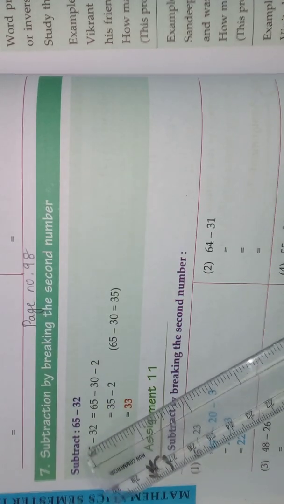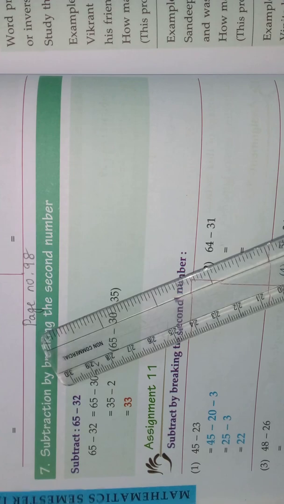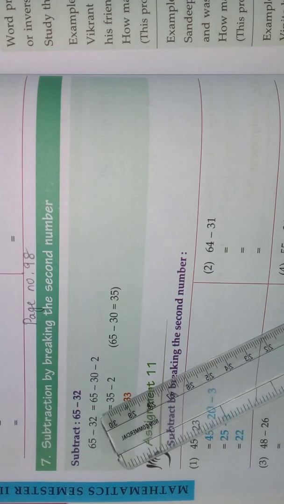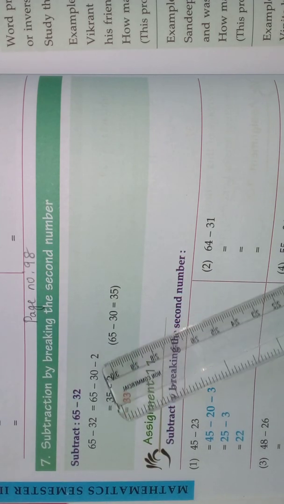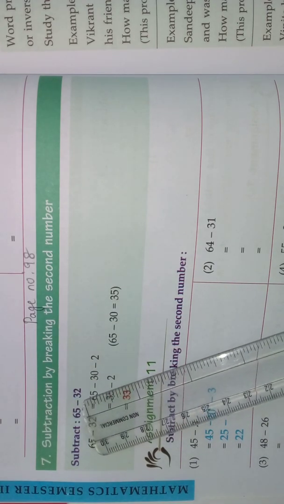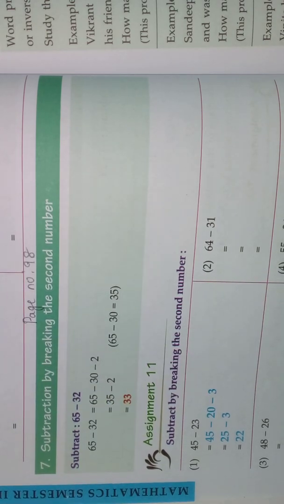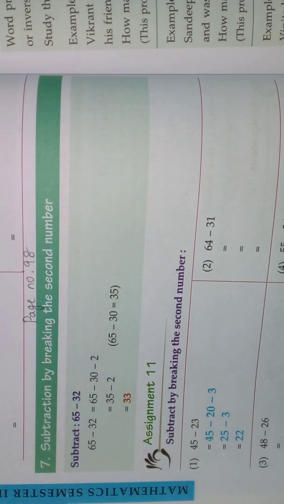For example, 65 minus 32. What's the second number? 32. We are going to break it. How? That means 65 minus 32 we are making as 65 minus 30 minus 2. See, that means minus 32 we are making as minus 30 minus 2. Minus 30 minus 2 is nothing but minus 32 only.